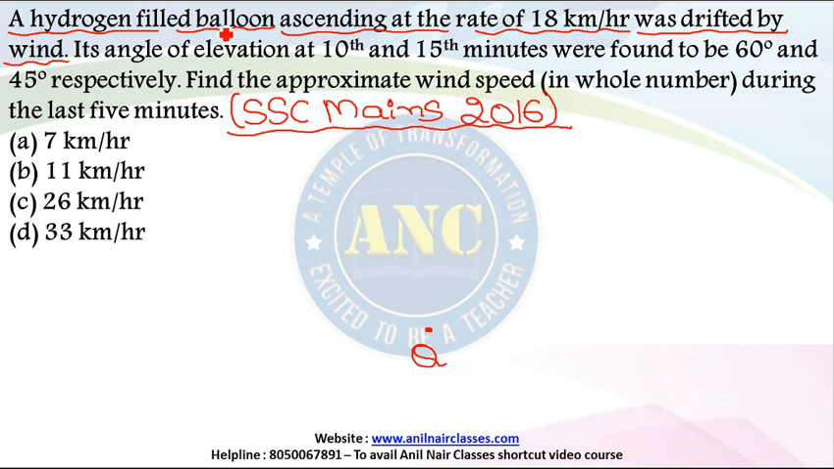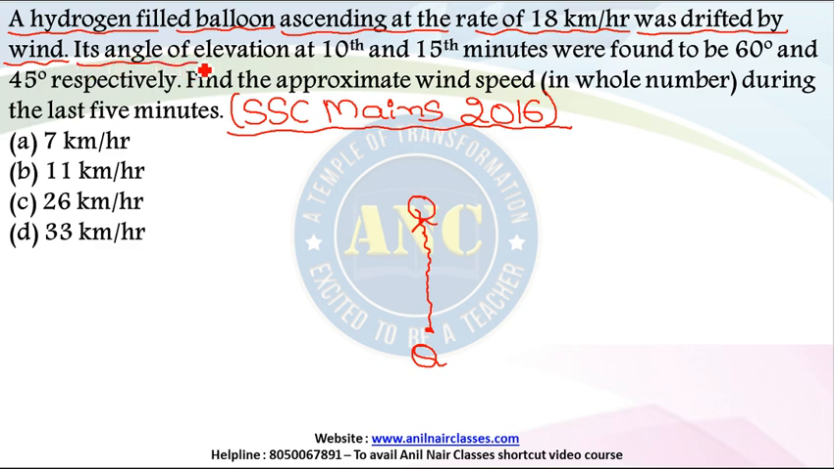Now a hydrogen filled balloon, a balloon is filled with hydrogen gas, ascending at the rate of 18 km per hour. That means it is moving up like this. It is going up. It is moving up and it is ascending at the rate of 18 km per hour. Suppose this is the balloon, right? So ascending at the rate of 18 km per hour was drifted by a wind. Now it is moving on like this. After some time it was drifted by a wind.